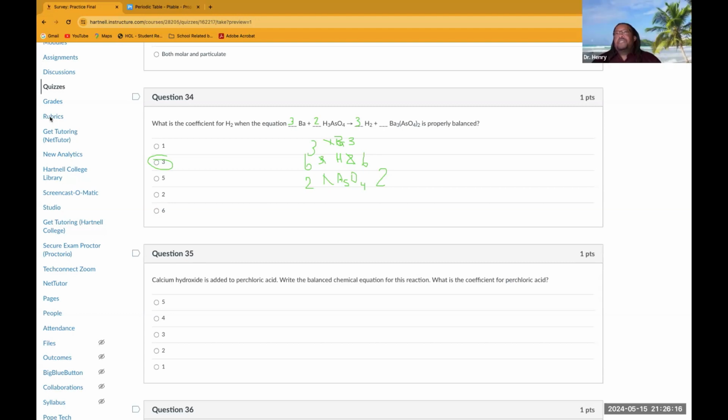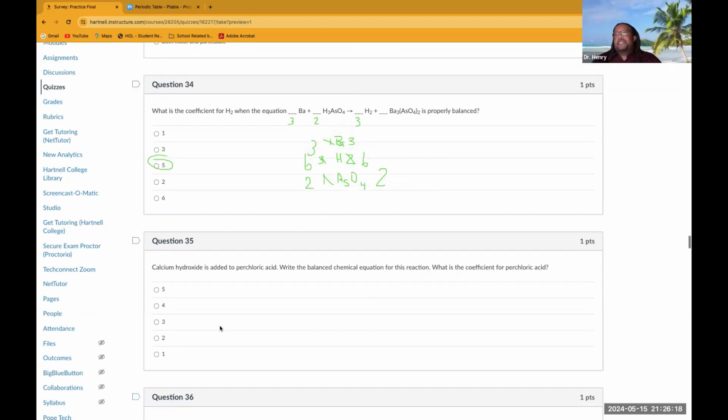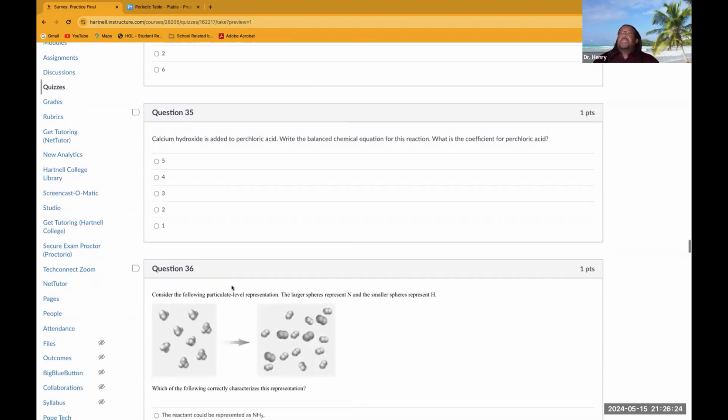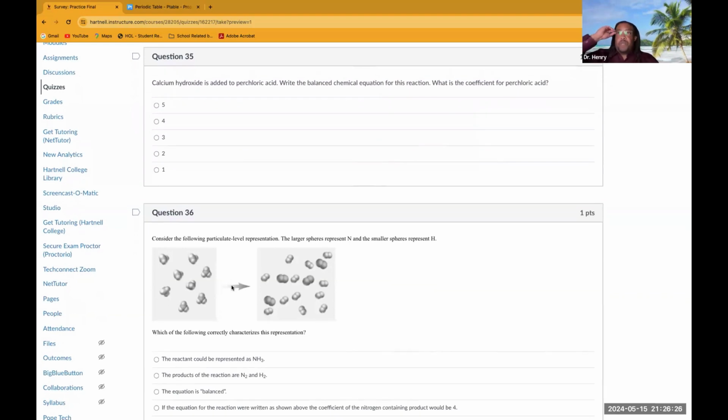Number 35. Calcium hydroxide is added to perchloric acid. Write the balanced chemical equation for this reaction. What is the coefficient for perchloric acid?